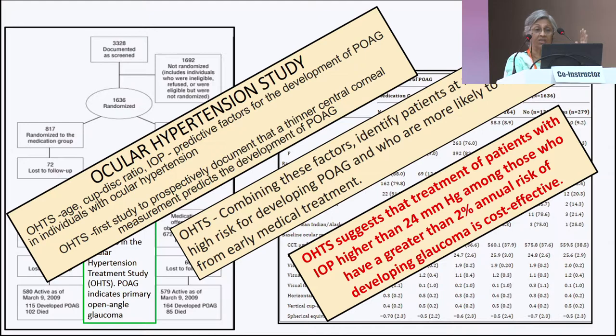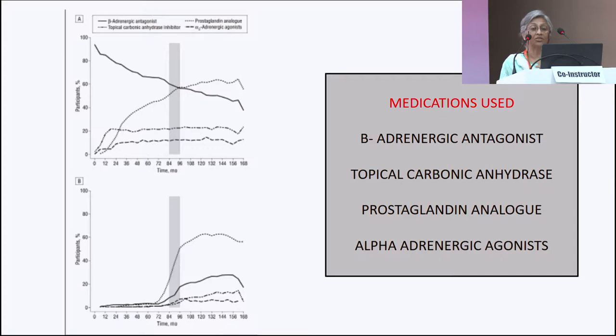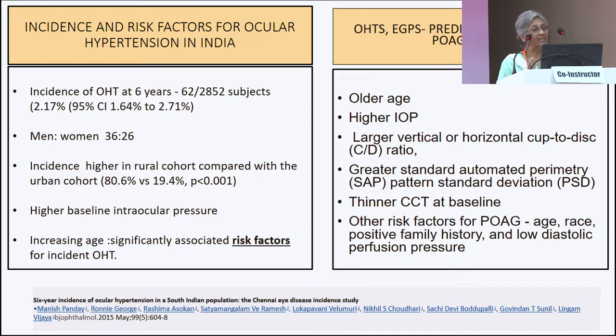So as a result, whenever I see ocular hypertension, I think about what he had said, because he has huge experience. The medications that were used in the Ocular Hypertension Treatment Study were beta-adrenergic antagonists, topical carbonic anhydrase inhibitors, PG analogs, alpha-adrenergic agonists. Now, various risk factors have been seen both in India as well as by the EGPS, and they have found that practically all the risk factors are the same, whether it is older age, higher intraocular pressure, a greater vertical or horizontal cup disc ratio, greater pattern standard deviation on a standard automated perimetry, a thinner CCT, other risk factors like age, race, positive family history, low diastolic perfusion pressure, which Dr. Pratik has again talked about. And let's not forget what we found in India. In the Chennai study, they found a higher incidence in the rural cohort as compared to the urban cohort.